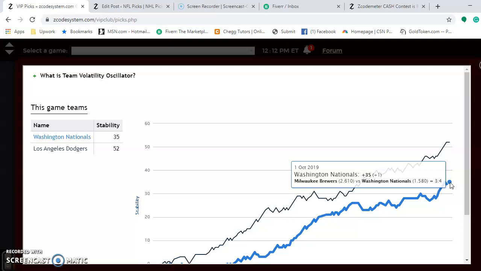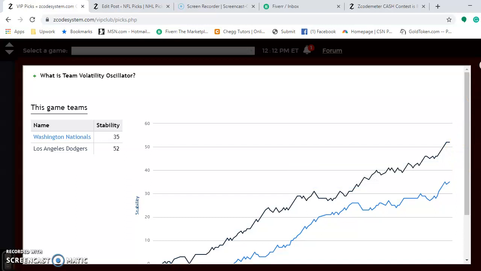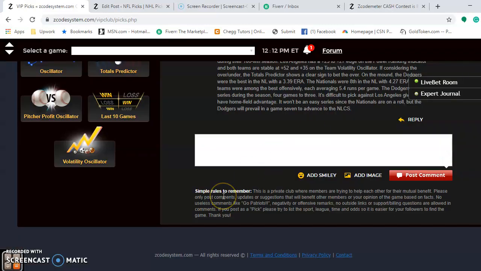So now let's take a look finally, like I always want to do here, at the offensive and defensive statistics and home road records. In this case, the Dodgers are 59 and 22 at home and 47 and 34 on the road. Washington has won 50 at home, but only 5 over .500 at 43 and 38 on the road. The Dodgers are first in the National League with a 3.39 ERA. Washington is eighth at 4.21, and both teams are scoring close to 5.5 runs per game.